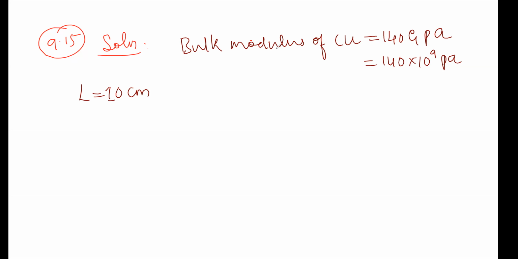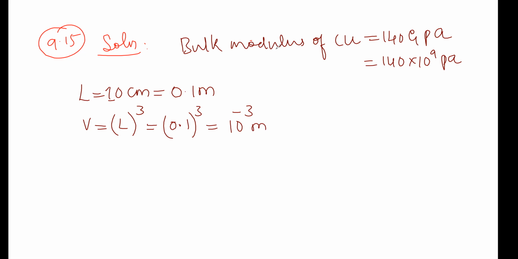So 10 centimeter, if it is converted into meter, becomes 0.1 meter. Next, volume we take as L cube, measured in terms of length. So L value is 0.1, as we already know. Multiply 0.1 three times. So we are getting some value, which in decimal or in exponential form is 10 to the power of minus 3.